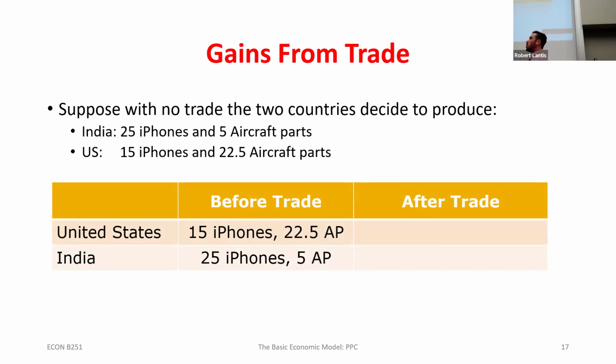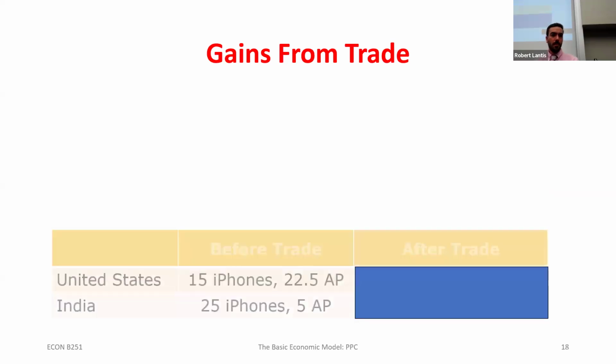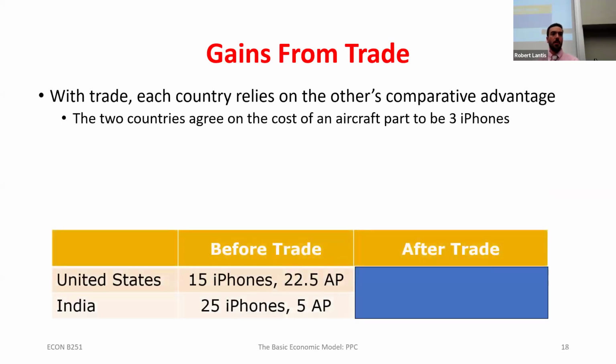If we have both countries only produce what they're most efficient at producing, or what they can produce at the lowest cost, we would have the US producing aircraft parts, producing 30, and India producing only iPhones, producing a total of 50. Okay. So we said that anything in between 2 and 5 iPhones for the cost of an aircraft part, both people would be okay with that and be better off if we had that as our terms of trade. So I can kind of show you, prove to you why, right?